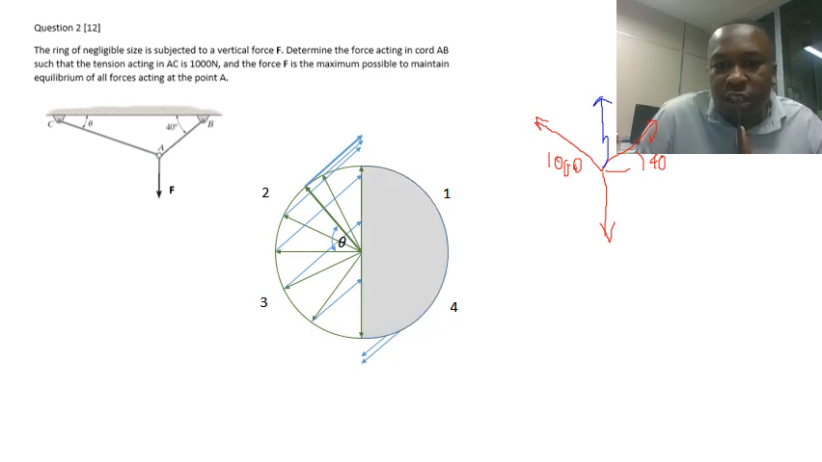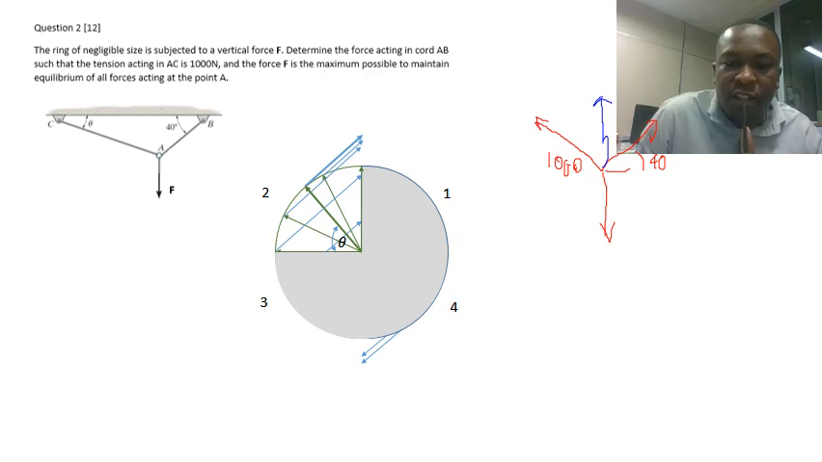Same with the fourth quadrant, we see both the force FAC and FAB going downward. So we can conclude that the fourth and the third quadrant are not going to yield a scenario where we have our actual result. Therefore, we're going to work just with the second quadrant.